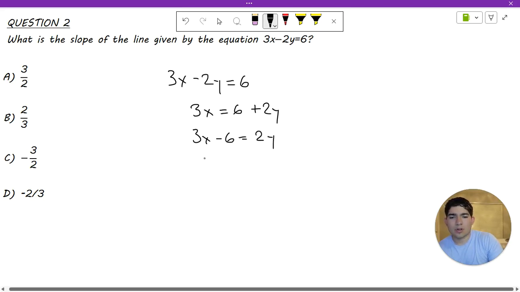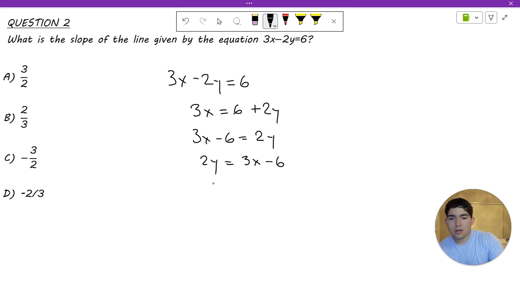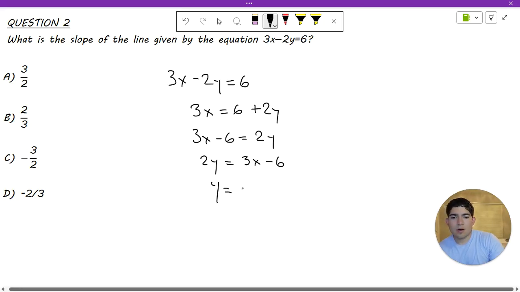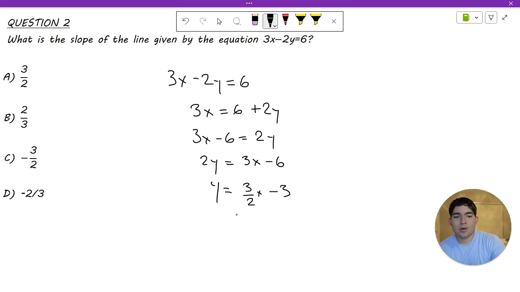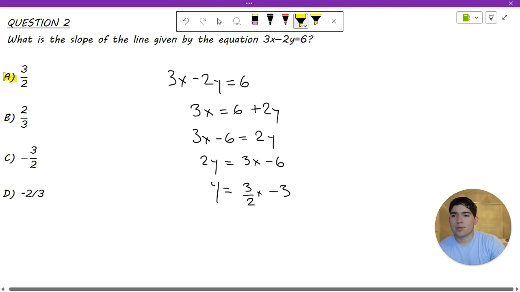And then we can switch the order of these and it'll still be the same equation. It just looks the way we're supposed to have it, right? y equals mx plus b. Now in order to get y equals mx plus b, we're just going to divide by 2. So then our result is going to be y equals 3 over 2 x minus 3. And then remember, it's y equals mx plus b. So in this case, m is 3 over 2. So that means our slope is going to be 3 over 2, and our answer for question 2 is going to be A.